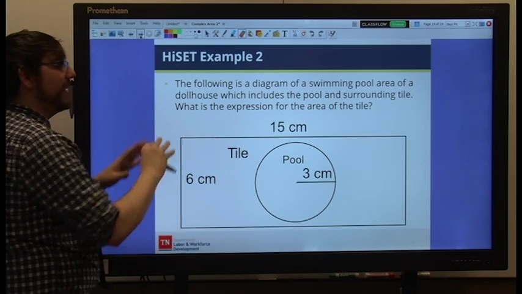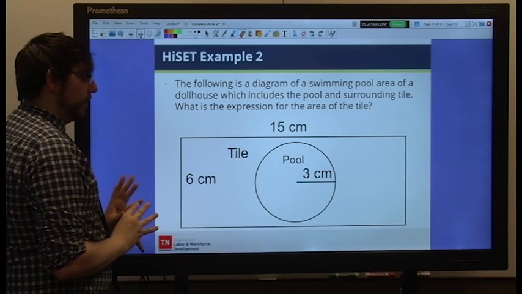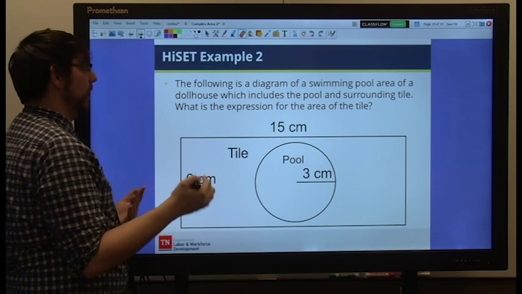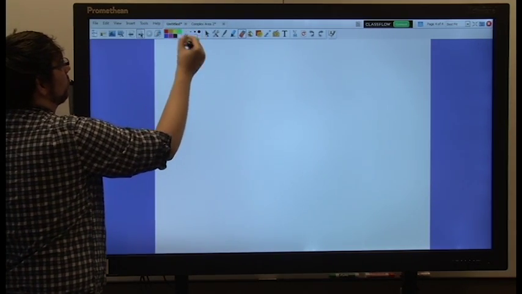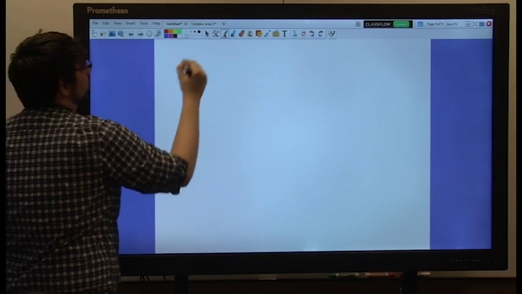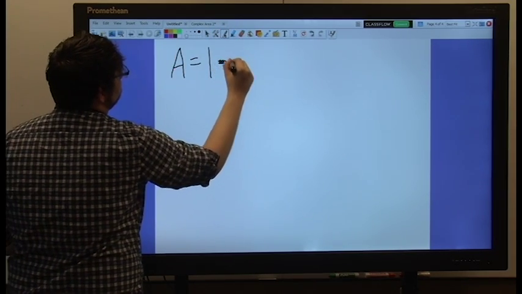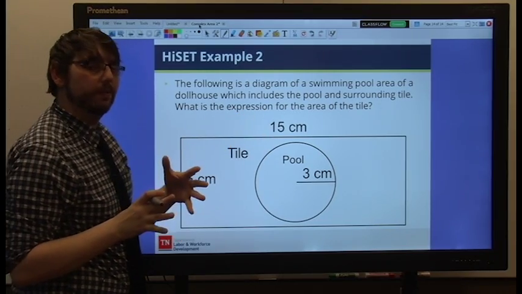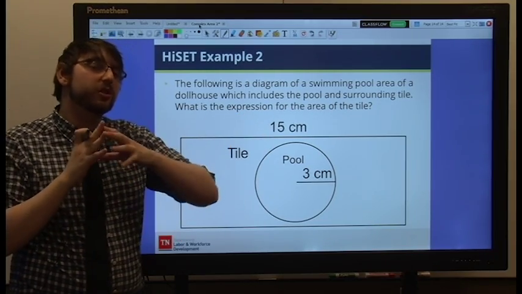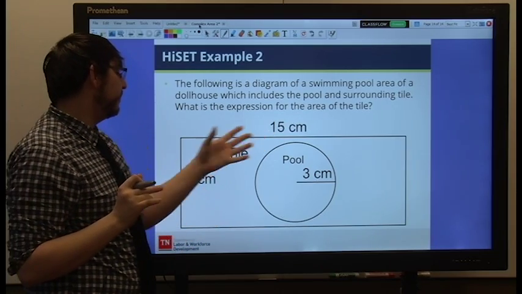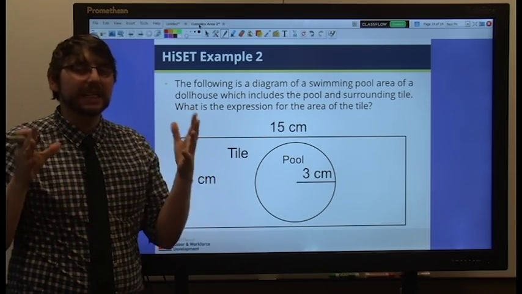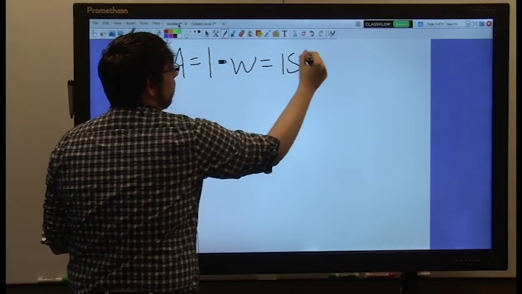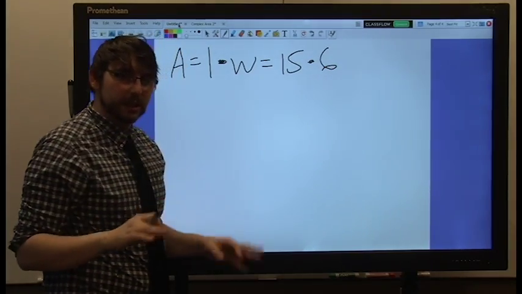So first off, we need to find the total area of the outside. Well, what is the shape of the outside? A rectangle. How do you find the area of a rectangle? Length times width. That would be 15 times 6. Now this is an important part. When you're setting up an expression, you shouldn't solve anything. So instead of saying 15 times 6 and then putting down your answer, leave it 15 times 6. So the area of a rectangle in this situation is 15 times 6 and just leave it.